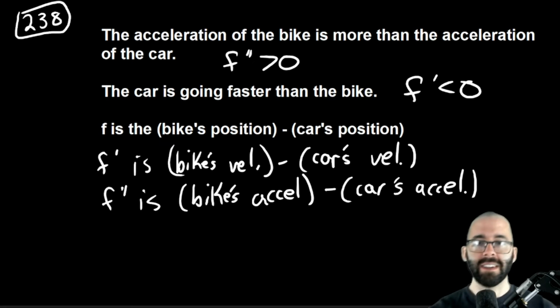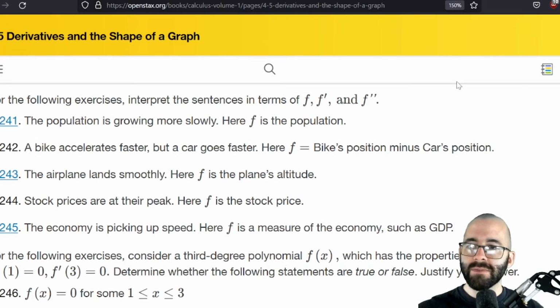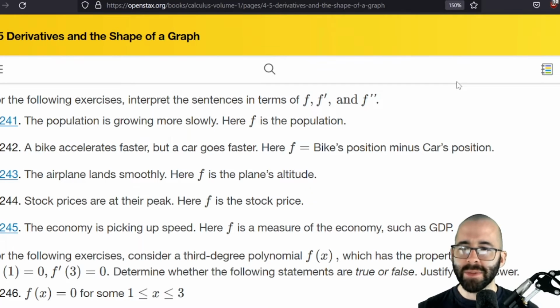What is this problem asking? This is just connecting all of the parts of the problem. What does it want as our answer? Interpret the sentences in terms of f, f prime, and f double prime. Oh, I like these problems. I'll do another one.